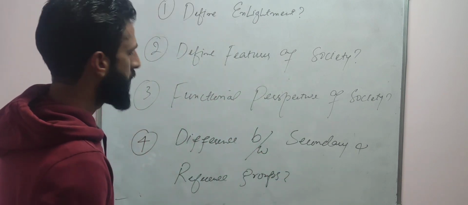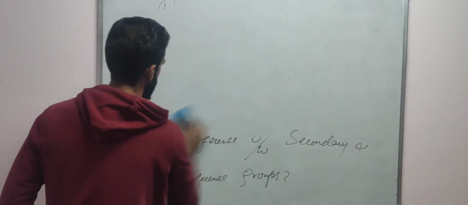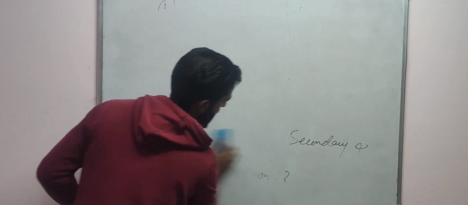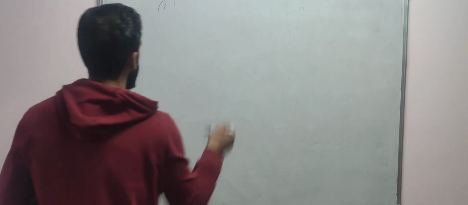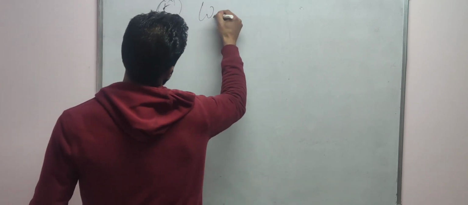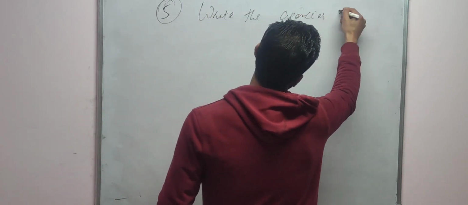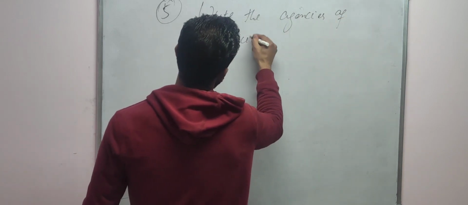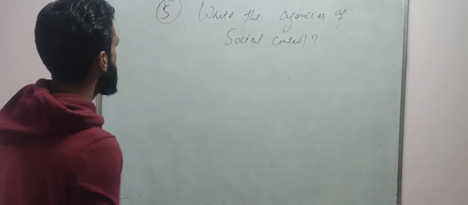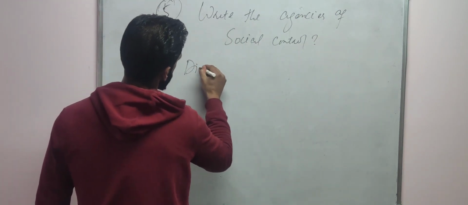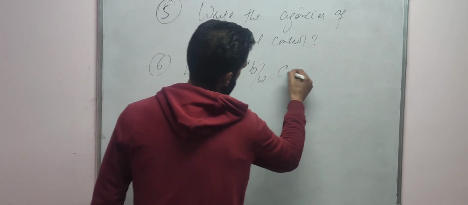Now coming to the fifth question. Fifth question will be: write the agencies of social control. Sixth question will be like this: difference between customs and role.